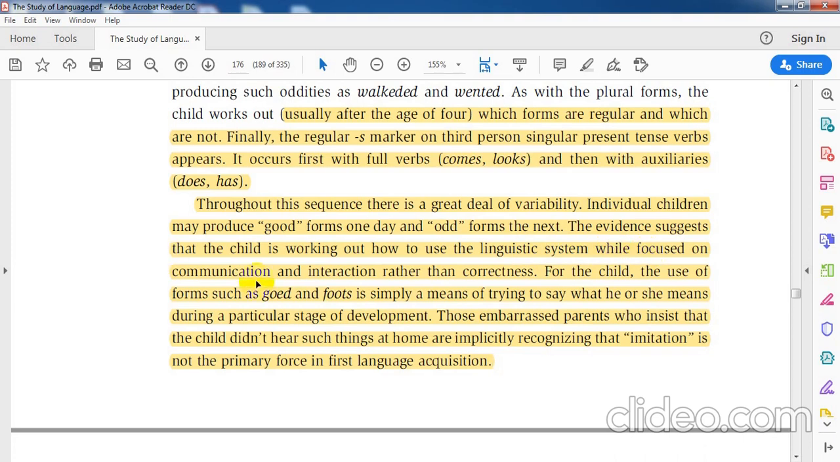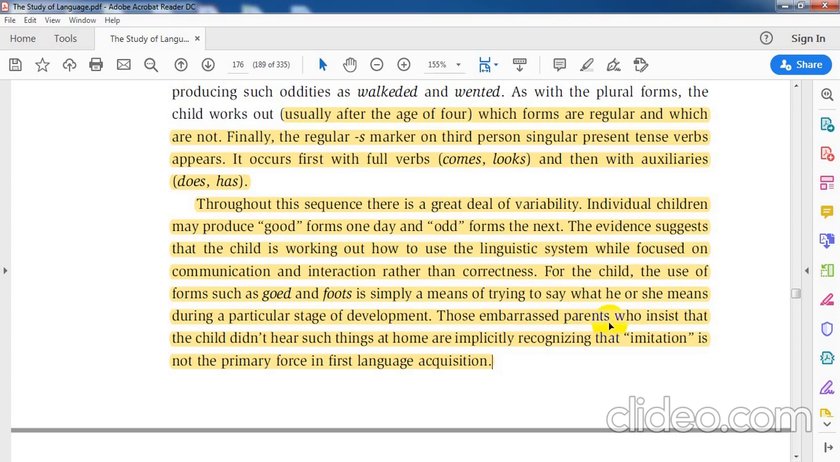So, mostly important to note is the child begins to be more communicative with and interactive with the surroundings, with the adults around him or her, than correctness. So, mostly important, the child is not able to focus on correction rather than focusing on being interactive with adults. For the child, the use of forms like goat and foods is simply a means of trying to say what he or she means during a particular stage of development.